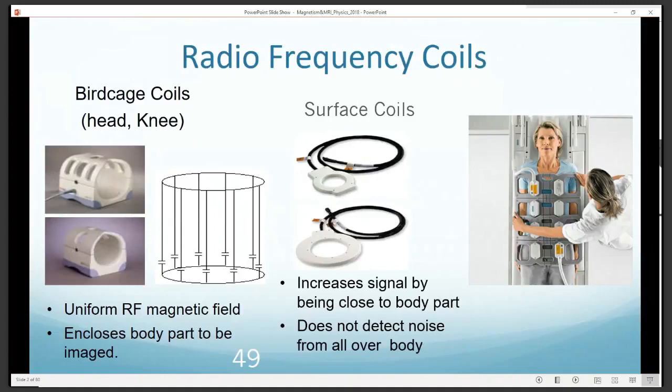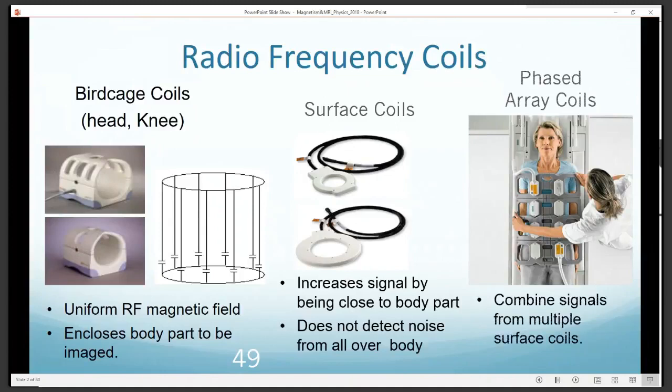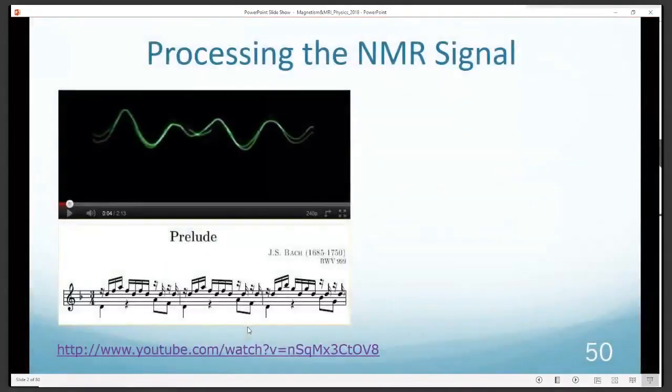So they can be put close to the part of the body you're interested in imaging, and also it doesn't detect noise from other parts of the body, because the major source of noise in an MRI study is the patient themselves. But more recent MRI systems use phased array coils that combine the signals from multiple surface coils. So there's one there and one there and one there. And they're worked together in what's called a phased array, and that's where the radio frequency technology has been going recently.